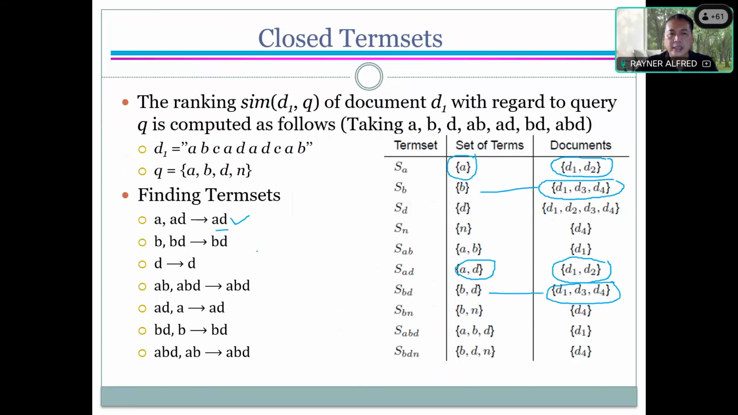So we have B and BD. So we have this one. Okay, this one is single, D by itself. So D goes to D. And then we have D4. D4 we have N. We have BN and BDN, right? Which is not considered here, because N does not exist in here. So we don't consider that one. So this is out.